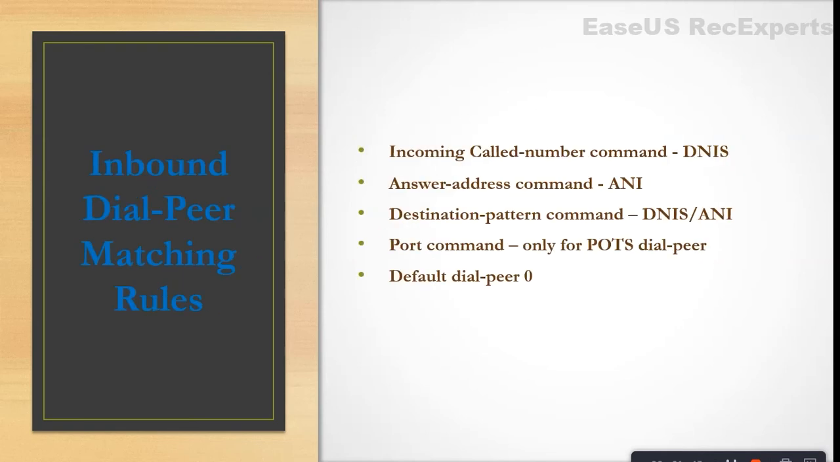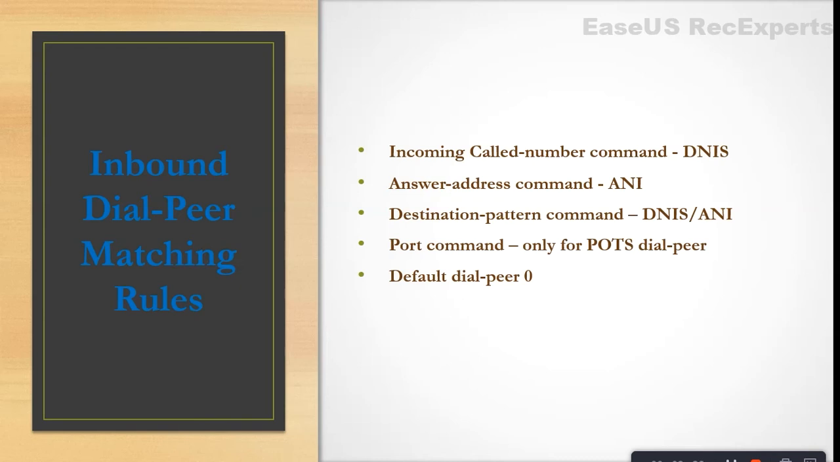In the last video, we also saw that there are 5 matching rules for inbound dial pairs, for an incoming call. To summarize, the highest priority, priority number 1, is the incoming called-number command, which is based on DNIS. When I say priority, it means if this command is configured on any of the dial pairs along with other commands, the gateway will always use the dial pair having this command if the dialed pattern matches. This is based on DNIS, which is also called the called number.